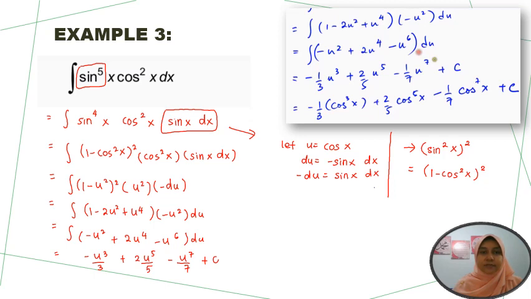Okay, let's look at example 3. The integration of sine x to the power of 5 times cos x to the power of 2 dx. In this case, we know that sine x to the power of 5 is an odd number. We focus on the odd number first. So we have to split up sine x to the power of 5 into sine x times sine x to the power of 4. We have to split it up in this form, sine x to the power of 4 times sine x.